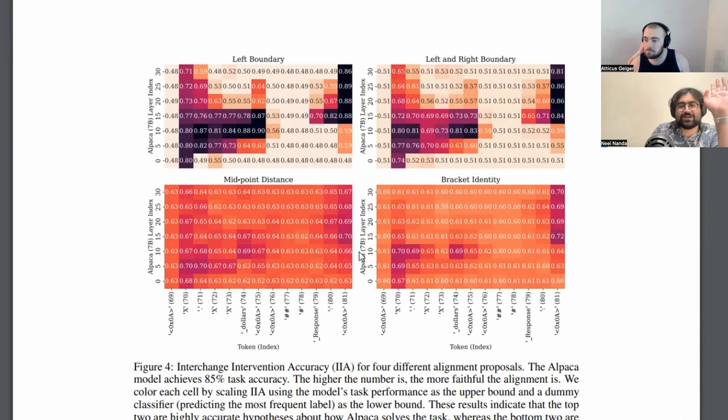Wait. Okay. You clearly have a bug. There is no way that layer 0 on like token 78 has anything other than random chance. For the midpoint distance or bracket identity? Why? If it's layer 0, that can't. Sorry, layer 0 means after the first layer. Oh, sure. Okay, I understand what you're saying. Yeah, that would be bad.